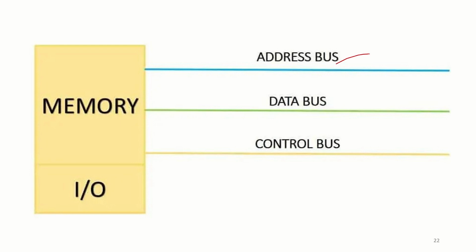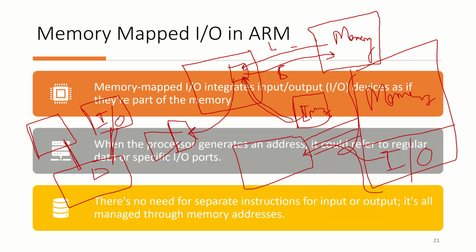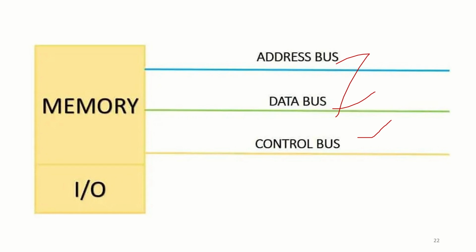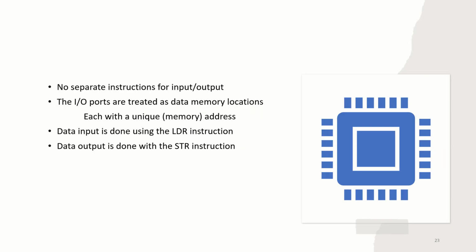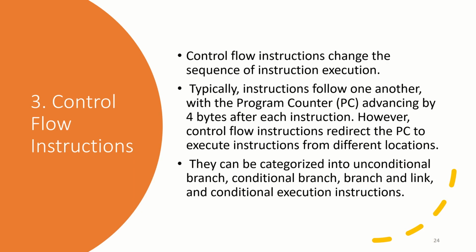There is a single address bus, a single data bus, and a single control bus. But in IO mapped IO, these two are treated separately. There are two address buses and two data buses for them separately. So this is the memory mapped IO in ARM. So what are the things? First, there is no separate instruction. IO ports are treated like data memory, and data input is done using the LDR instruction, and data output is done with the STR instruction.